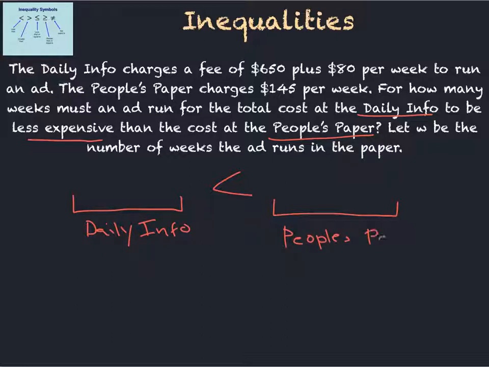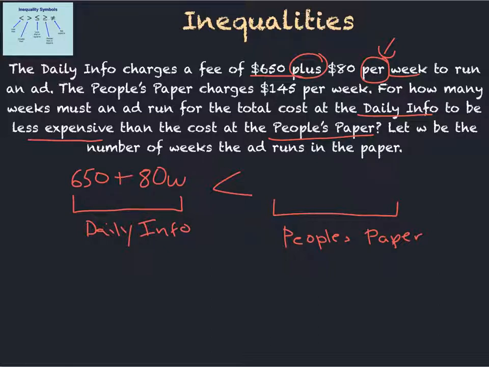So just like we did yesterday with those word problems with equations, let's just do a big picture here. We want Daily Info to be less than People's Paper. Well, what do we know about Daily Info? We know that Daily Info charges $650, right? Flat fee, $650. Plus, right? Plus is obviously going to mean addition. $80. Now, $80 does depend on week. We have that per word, which is that rate word, which means we're going to multiply 80 times week. Depends how many weeks you get that paper, $80 per week.